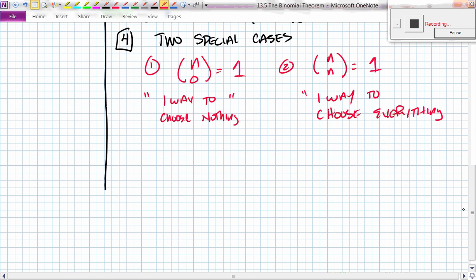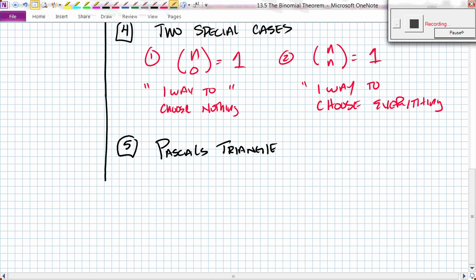Okay. All right, here we go. I'm going to give you the first couple of rows of Pascal's triangle, and I want you to see if you can identify the pattern. Please don't yell the pattern out. Just put your hand up if you can actually see the pattern going on here.